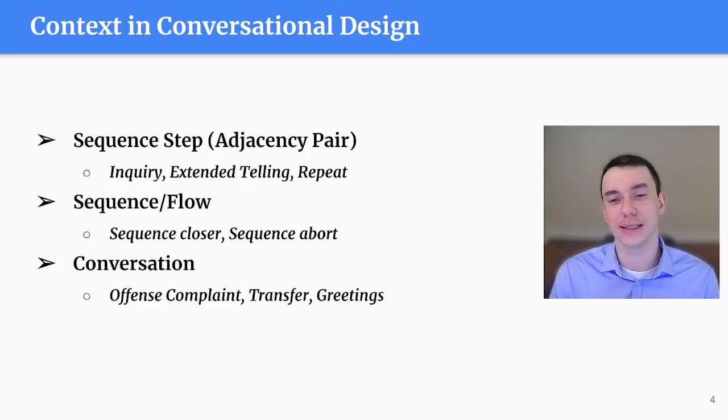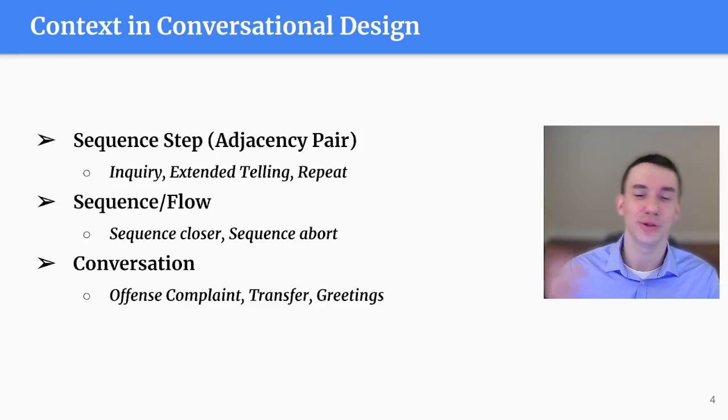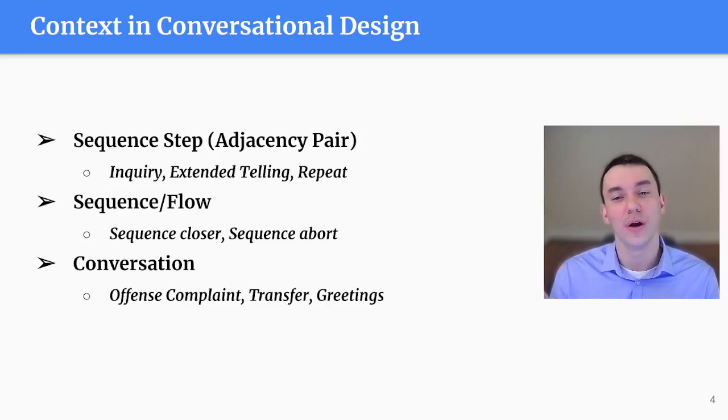One way to do it is in hierarchies, and do it at a sequence level. So that's that step level. In dialogue, usually I say something, you say something, I say something, you say something. One round trip back and forth is called an adjacency pair, or a conversational step. So we can manage context at that level. Things like inquiry, extended telling, repeat requests, which I'll cover later on, can be managed at that level.